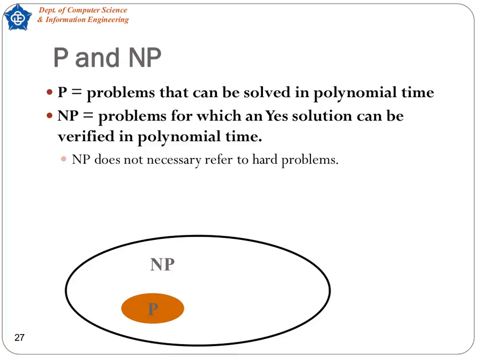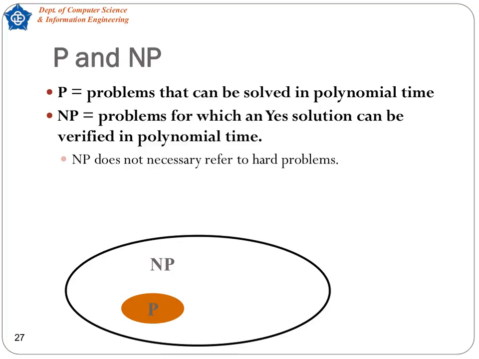Building on our central question of P versus NP, let's now distinguish these two fundamental complexity classes. P includes all decision problems that can be solved in polynomial time, while NP contains those problems for which a proposed yes answer can be verified in polynomial time. It's crucial to note that NP doesn't automatically mean a problem is hard. It simply refers to verification rather than solution.